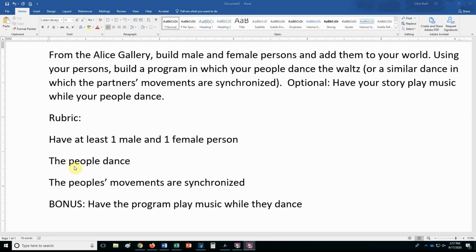They have to dance. And you saw the rudimentary way they danced in my program. You can do something better than that if you prefer, but at least that much. The people's movements when they're dancing have to be synchronized. So that's significant points. And then bonus points if you have the program play music while they dance. So that's the rubric that I'll go by when I grade the program. And that concludes the video for this particular programming assignment.